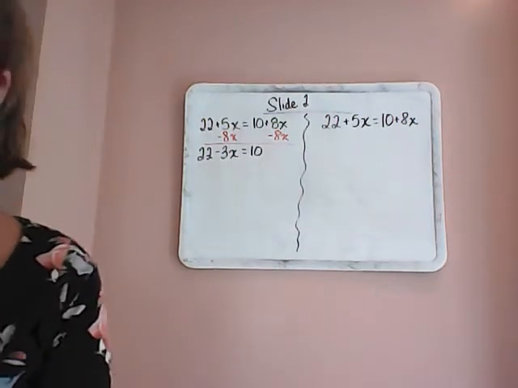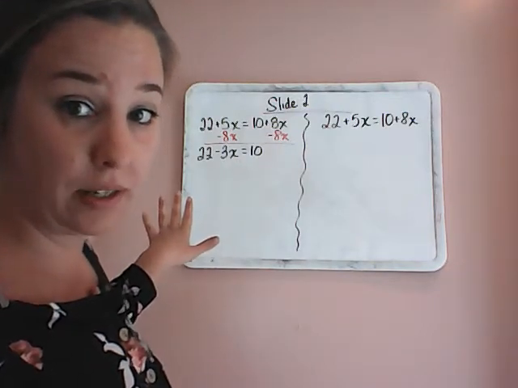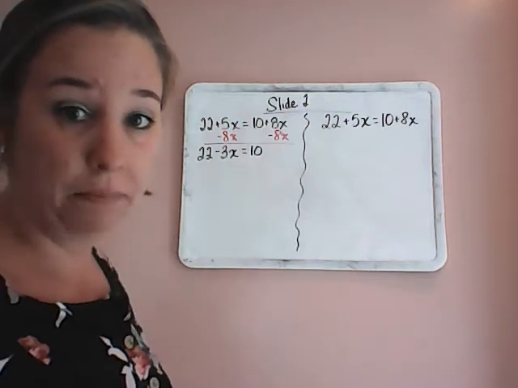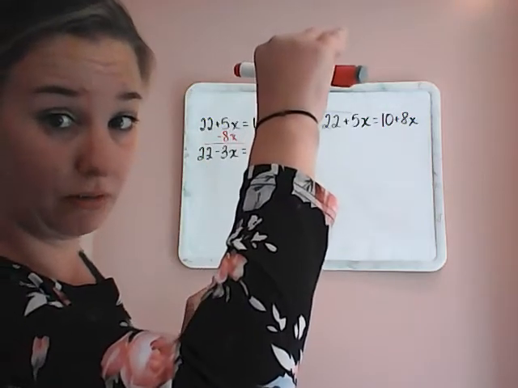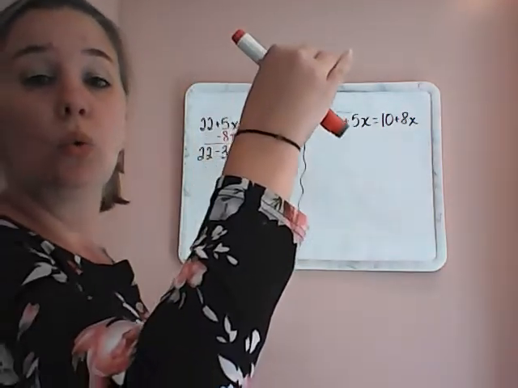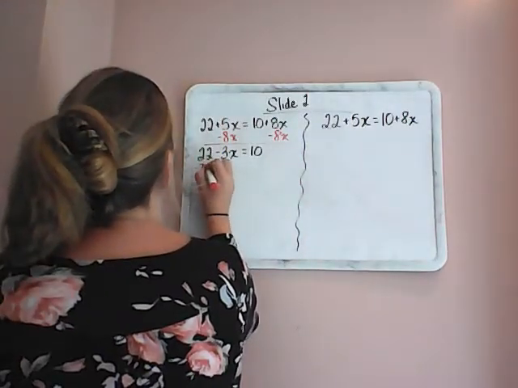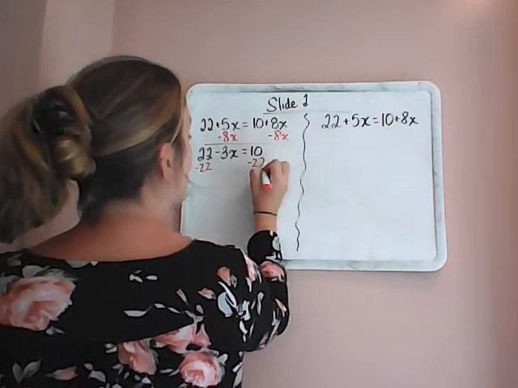Okay, now that I have my variable terms on the left, I'm going to focus on getting my constants, or just my regular old numbers, over to the right. This 22 needs to go. It's a positive 22, right? Because it has no sign in front of it, implying it's positive. We're going to subtract 22 off. And since we did it there, we're going to do it here to our other constant term.